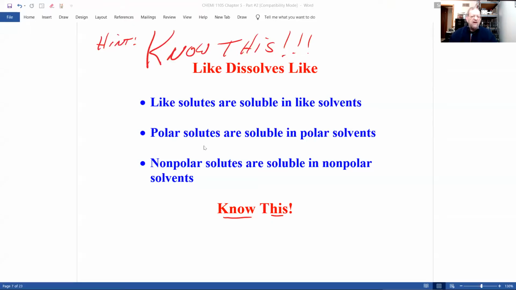So remember, like dissolves like. Polar solutes are soluble in polar solvents. Non-polar solutes are soluble in non-polar solvents. When you mix polar and non-polar together, guess what? You don't have something that's soluble in the other thing.